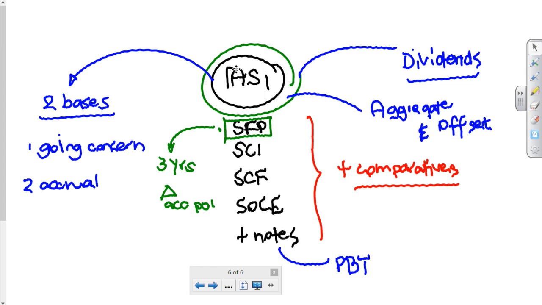But I think what they're trying to do with the IFRSs is look at how the IASs maybe did differ from US GAAP, and they're trying to align it, so that we have one recognized accounting standard that's used worldwide.